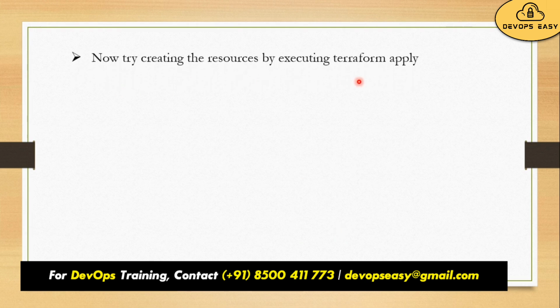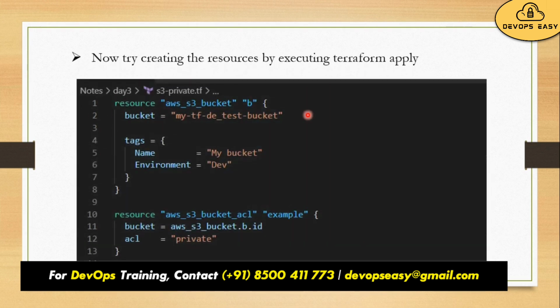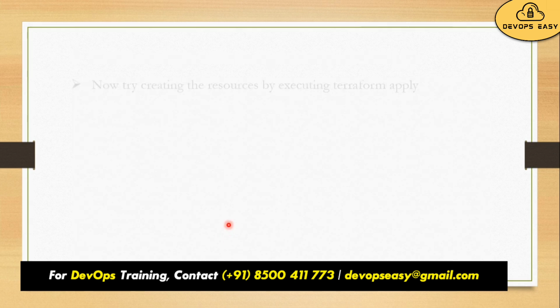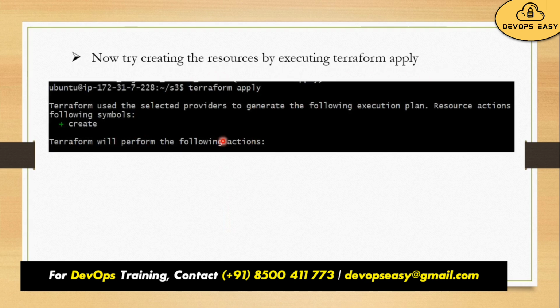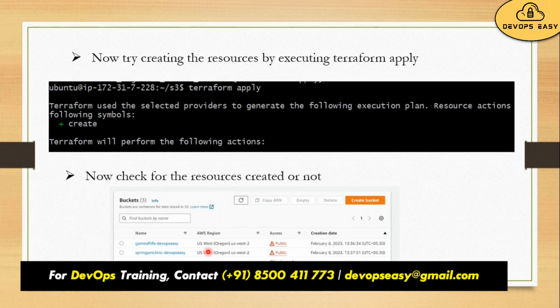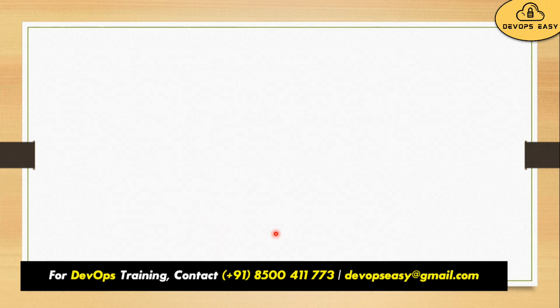Now try to create the resources by executing terraform apply. This is the resource, AWS S3 bucket name. You can add tags for your bucket as well, name and environment. The bucket ACL will be private. Now try creating resources by executing terraform apply. It will create the resources. Now check whether the resources were created. You can log into your AWS and check whether the bucket was created or not.